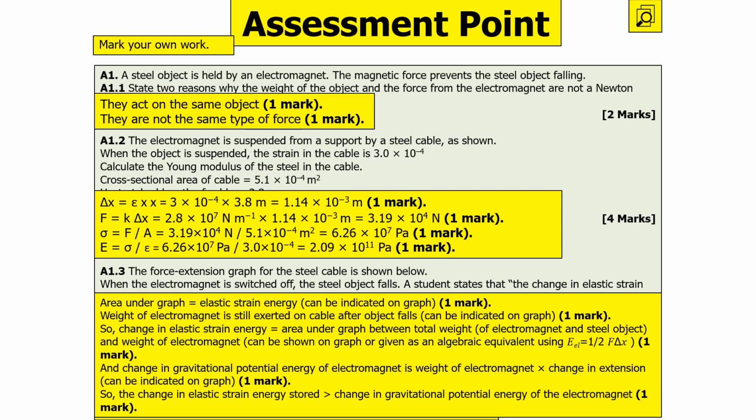Now any change in the gravitational potential energy of the electromagnet will be equal to the weight of the electromagnet times that change in extension that the cable would experience. So it's important to understand that the change in elastic strain energy stored will be greater than the gravitational potential energy of that electromagnet due to that reason.